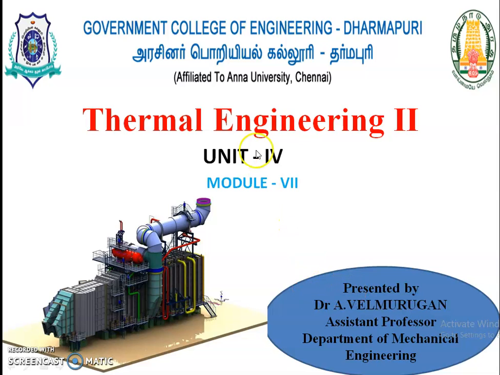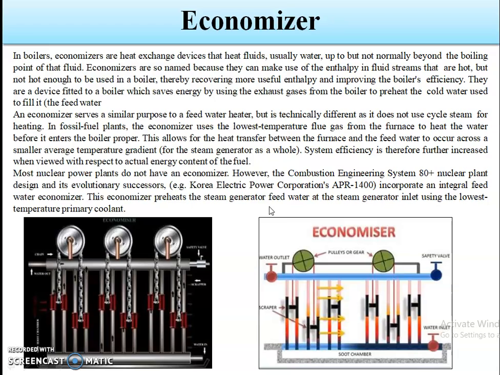In this video lecture from the upcoming semester Thermal 2, Unit 4, Cogeneration and Waste Heat Recovery System. Previously, in Module 5 and Module 6, we discussed the waste heat recovery system. From this slide also we have discussed the waste heat recovery system, and how to increase the efficiency of the accessories. First of all, we have discussed the economizer.